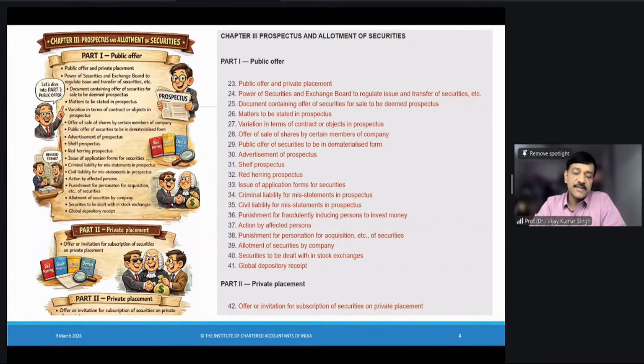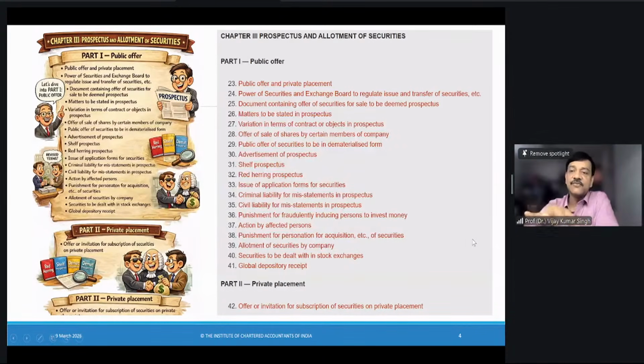If you see the Companies Act, the sections are arranged like this. You have chapter 3, which talks about prospectus and allotment of securities. And as I told you before, part 1 talks about public offer, which has sections 23 to 41. And part 2 has private placement, which deals with section 42, offer or invitation for subscription of securities on private placement.